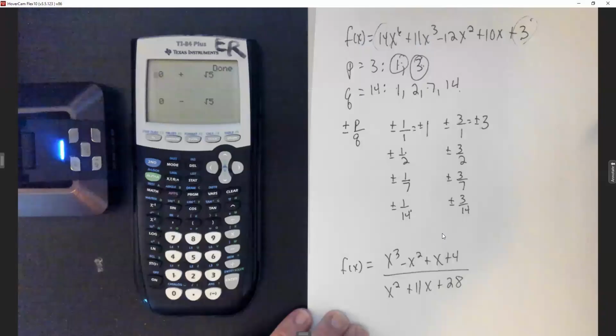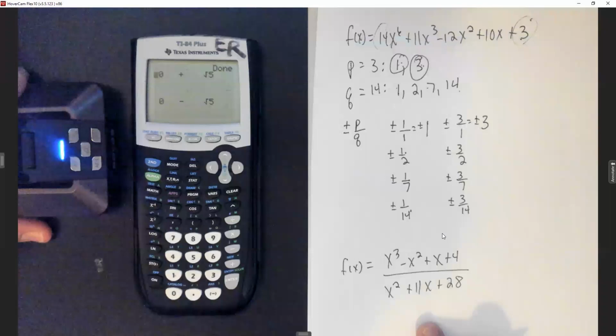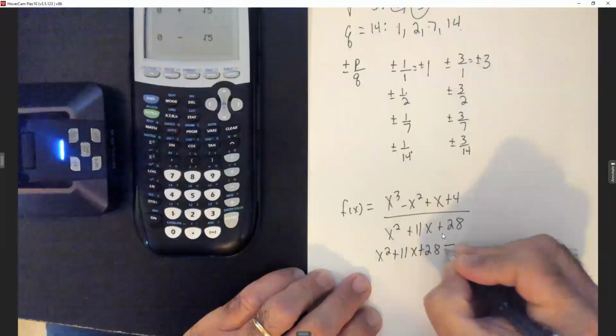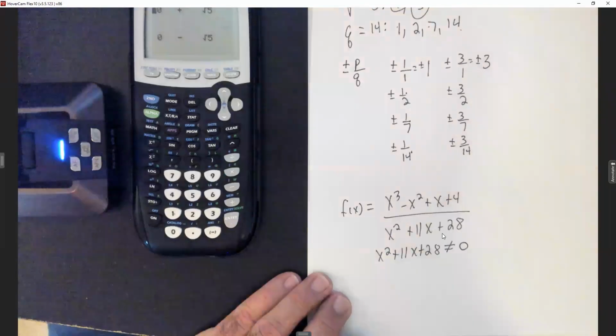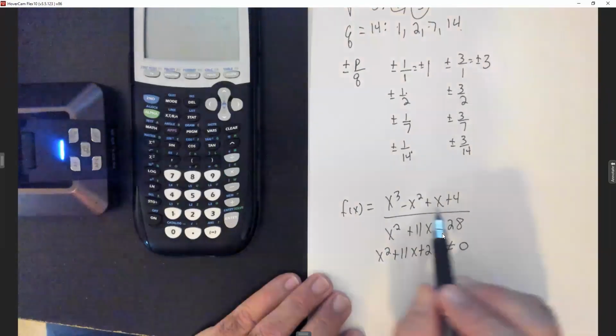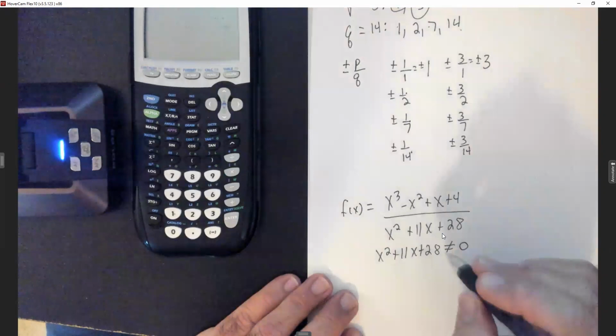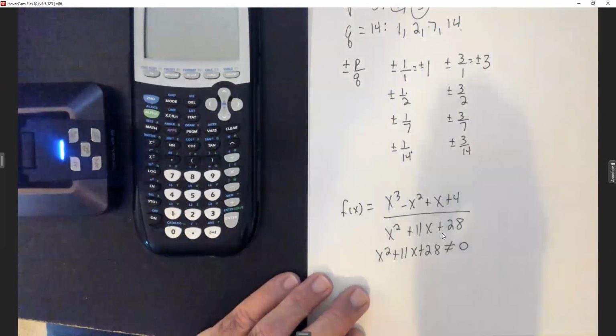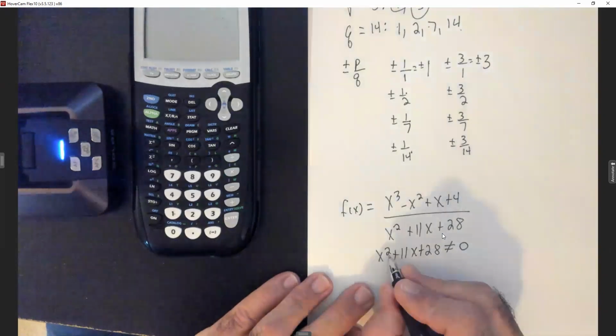So to find a domain, I take the bottom of this fraction, x squared plus 11x plus 28, and it cannot equal 0. I don't care about the top. It can be 0 all day long. The bottom cannot be 0, so that's why I'm only playing with the bottom. So I'm going to solve this by factoring.